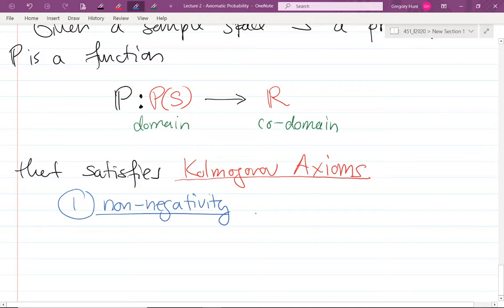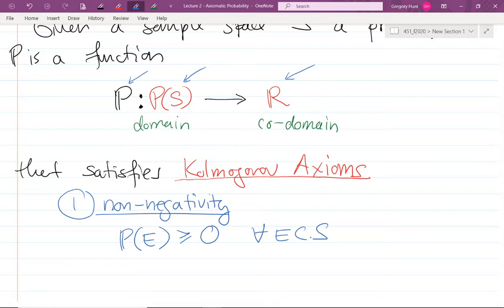Positive vibes only, right? So the axiom of non-negativity says that if I look at P of E, the probability of an event, so I take an event from my domain, I throw it in P, I get out a real number called P of E. That number better be non-negative. So the probability of any event is bigger than or equal to 0, and this is true for all events in my sample space, or for all E subsets of S.